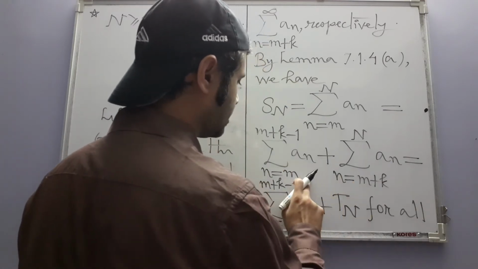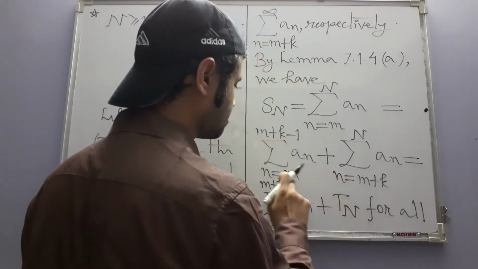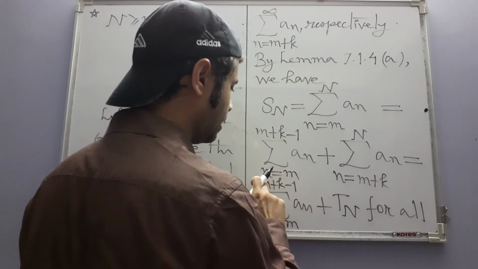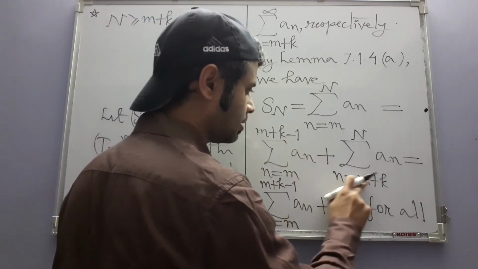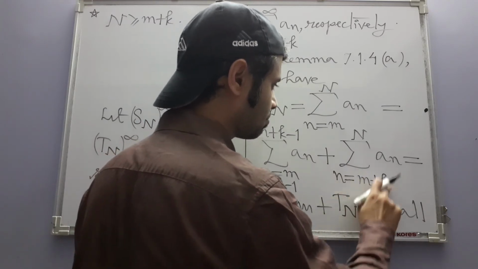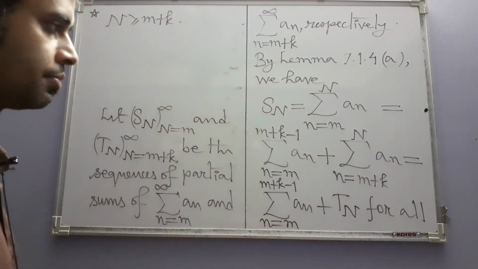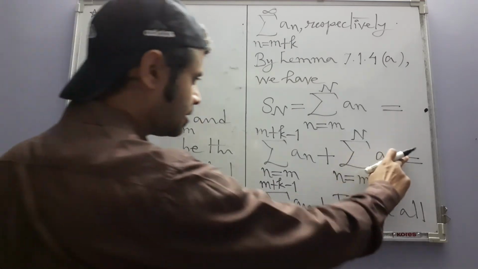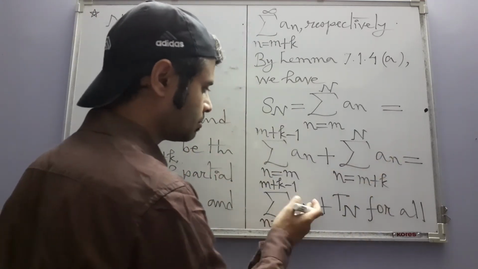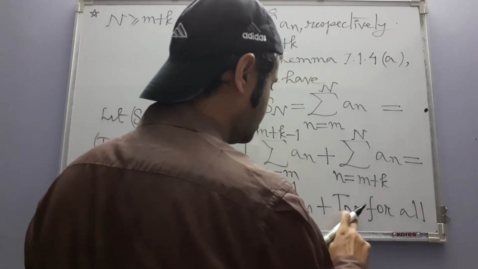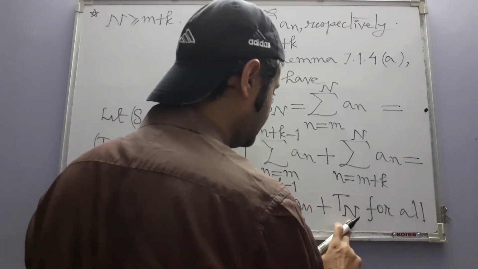And note one thing, that things here make sense because we are moving n from m to m plus k minus 1, and then the next value we are taking here from m plus k to n, and this term of course stays like we are not changing this here. However, we are writing T capital N.